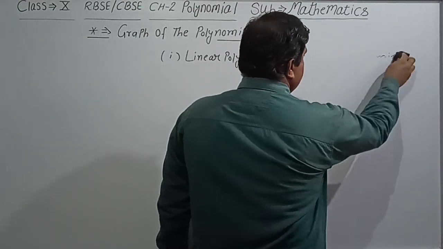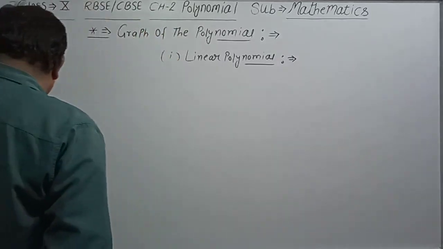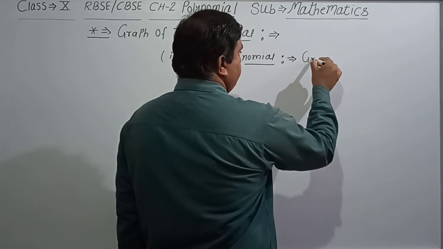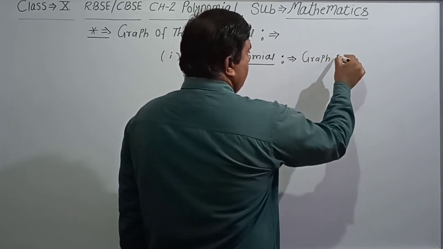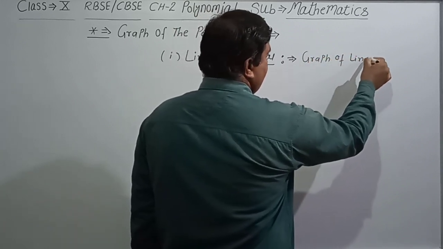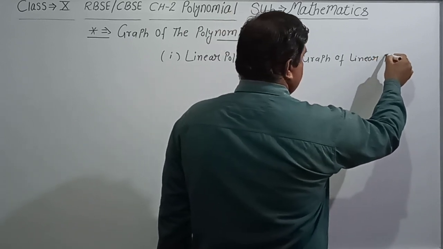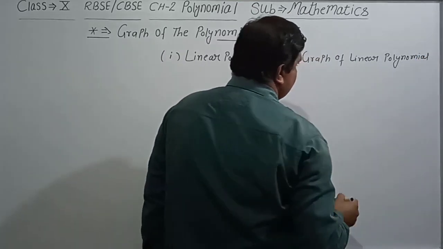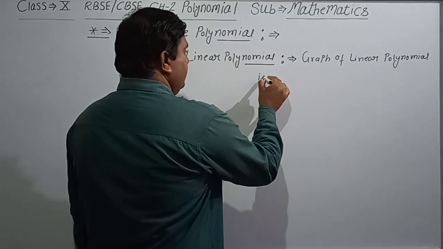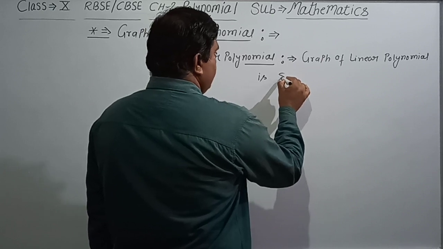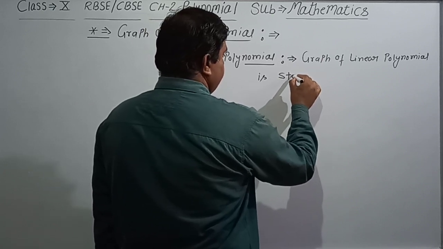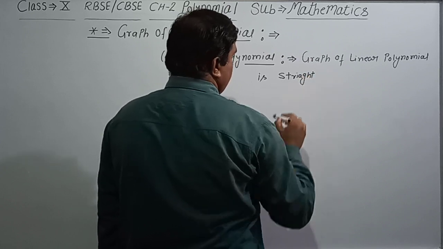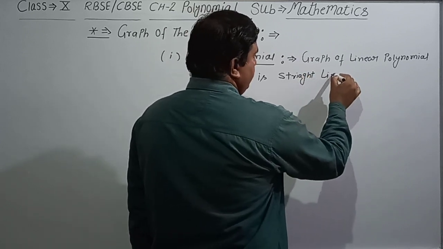Linear polynomial. Graph of linear polynomial is a straight line.